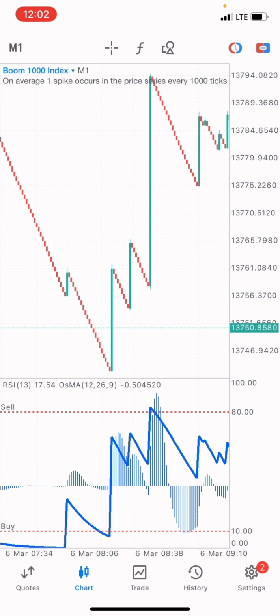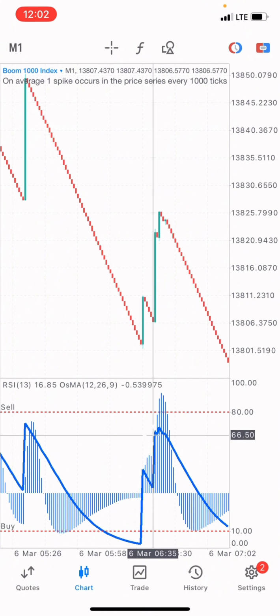So we're going to be using this same strategy and the same parameters to trade the Boom 1000 index as well as the Crash 1000 index, and I'm going to show you how you'll be able to be profitable on this market. So you're going to pay close attention to what I'm about to share with you right now. So what we're seeing right here is the RSI.